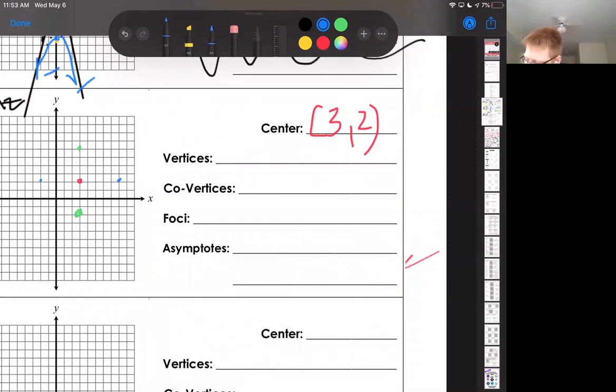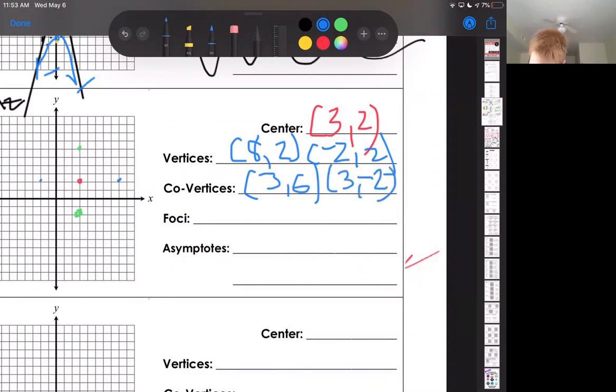So our vertices, you could either look at your graph or do it algebraically, what you did to your center. For example, we went right 5, so we'd really be adding 5 to the x value of our center, and we went left 5, so we would subtract 5 from the x value of our center. Our covertices, we went up 4 from the center, so it would be 3, 6, and we went down 4 from the center, so it would be 3, negative 2. Let me rewrite these, just to keep the color coding going. These were my green points. So like I said, that was 3, 6, and 3, negative 2.